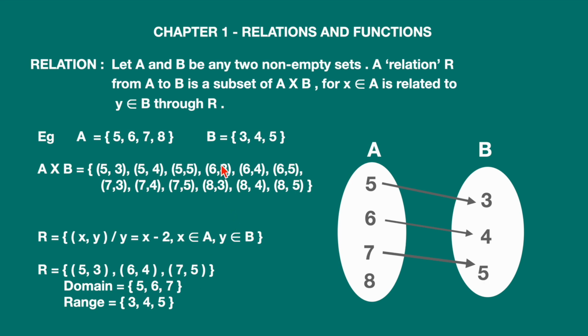Now let's read the definition once again. Now you will clearly understand. Let A and B be any two non-empty sets. A relation R from A to B is a subset of A cross B. So you can see R is a subset of A cross B. For x belonging to A, all these x values 5, 6, 7 belong to A, 5, 6, 7 is related to y belonging to B, these are the y values 3, 4, 5, through R, through this relation, y is equal to x minus 2.